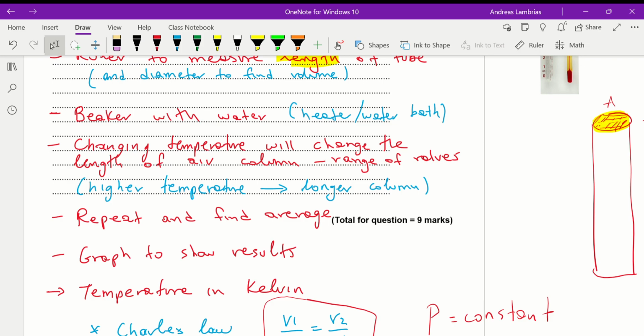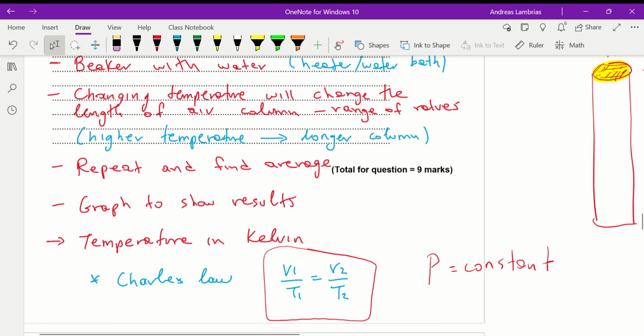In every investigation, we repeat it. We repeat every investigation and we find the average of our results. The reason we're doing this is to improve the reliability so we can trust our results. And then, of course, every time we collect data and we get values and results, we present them. So we have to draw a graph to show the relation between the quantities that I'm measuring, the temperature and the volume or the length.